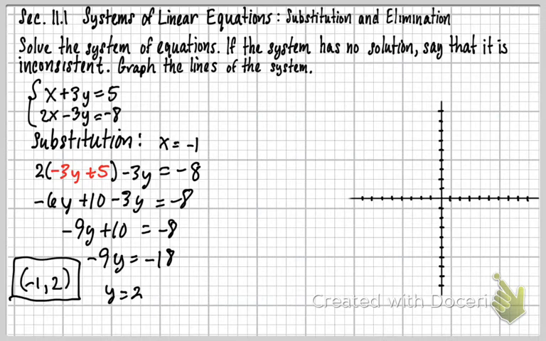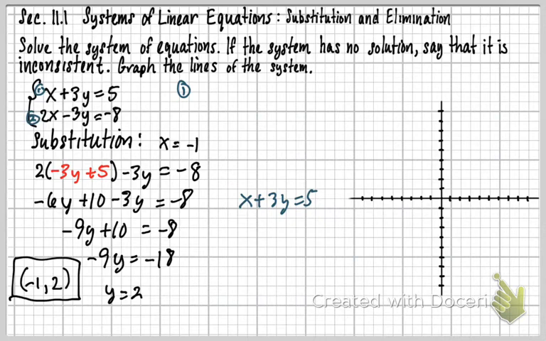So I'm just going to go through finding points for these. The way I would do it is when I see x plus 3y equals 5, which is my first equation, I'm going to call that 1, and I'll call this 2.